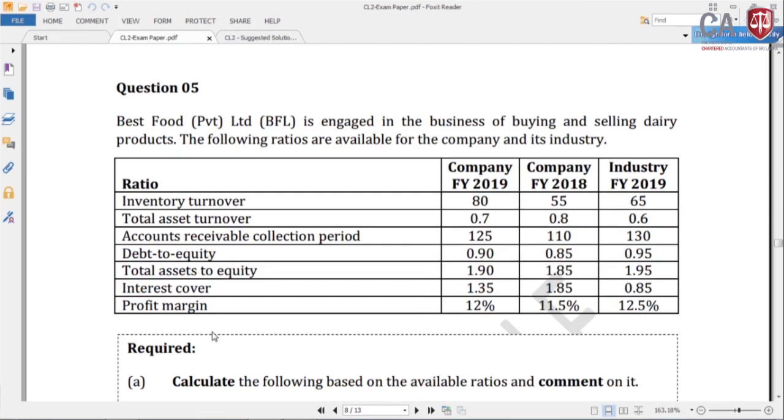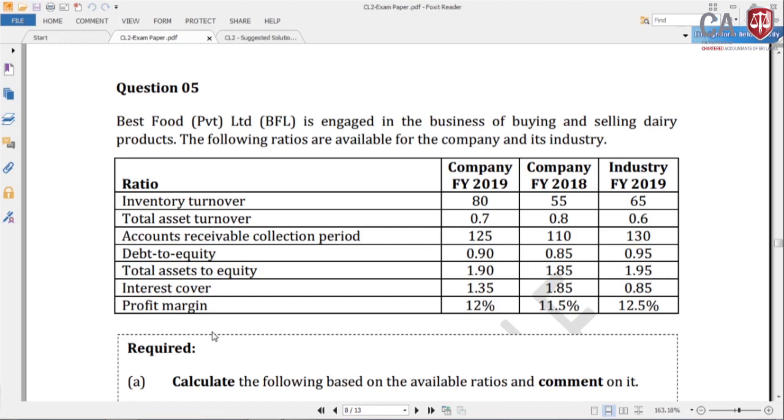Ratio, turnover ratio, financial year 2019, 2018, industry financial year 2019. Inventory turnover 80, 55 and 65. Total assets turnover 0.7, 0.8 and 0.6. Accounts receivable collection period 125, 110, 130. Debt to equity 0.9, 0.85 and 0.95.